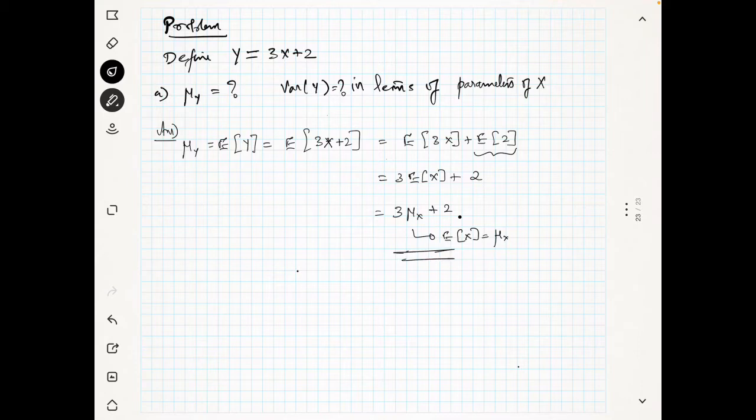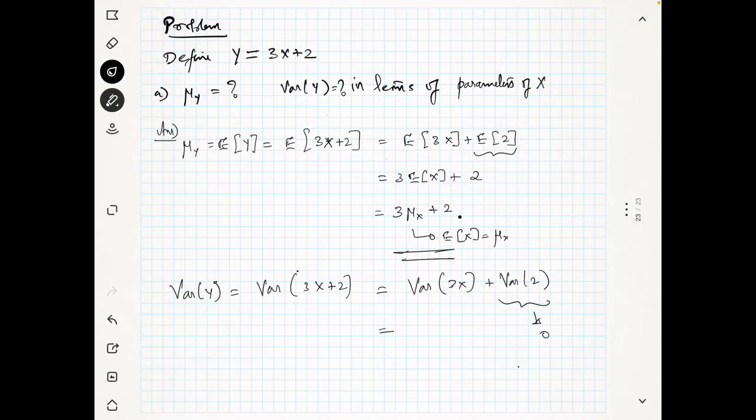Now what is the variance of this? The variance of y is equal to the variance of 3x plus 2, which is equal to the variance of 3x plus the variance of 2. But the variance of 2, I told you, is a constant and not varying, so its variance is equal to 0. So it is nothing but 3 square into the variance of x. And what is the variance of x? It is nothing but sigma x square, so 3 square is 9. So the variance of y is equal to 9 into the variance of x. Okay, so this is the first part of the question.